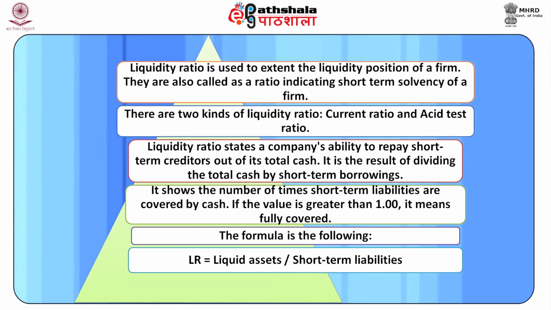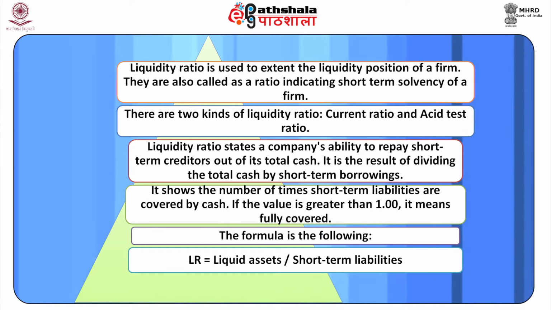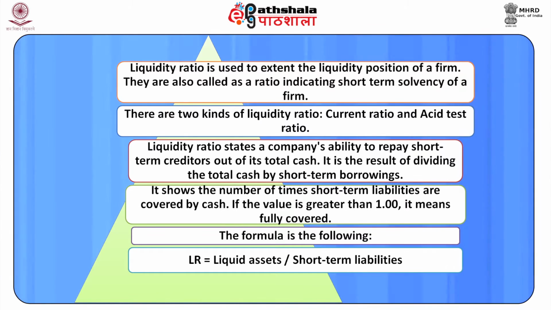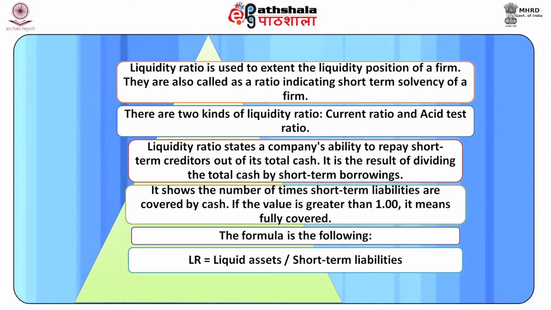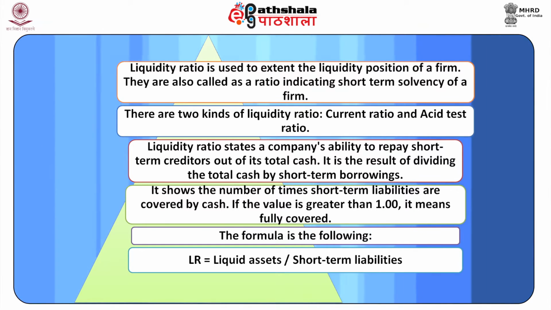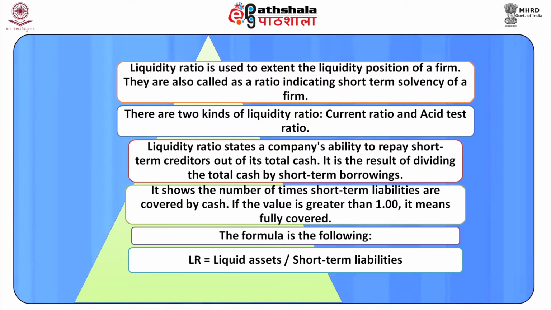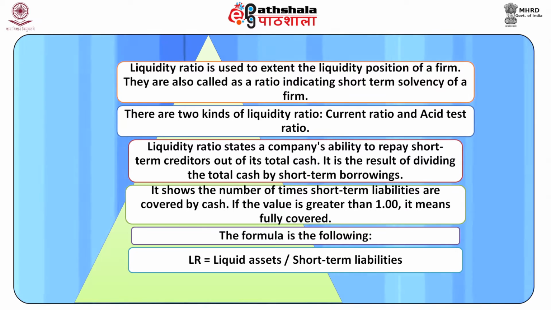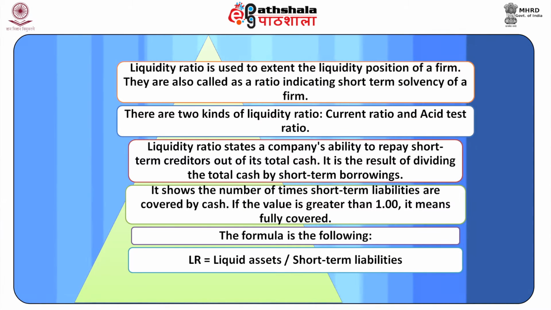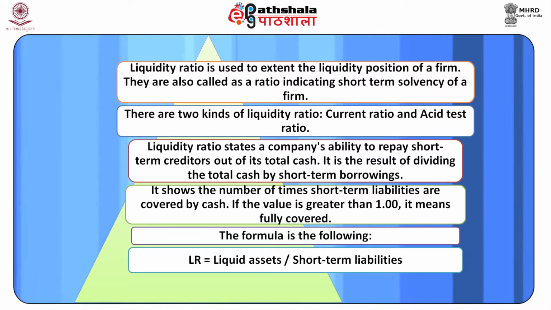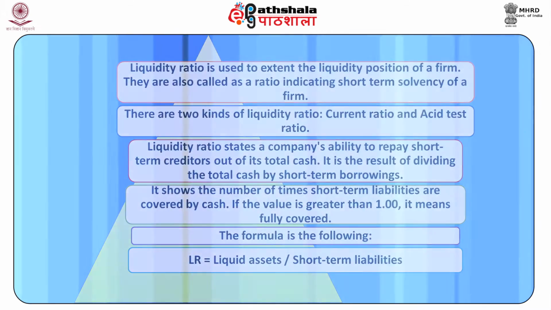Liquidity ratio states a company's ability to repay short-term creditors out of its total cash. It is the result of dividing the total cash by short-term borrowings. It shows the number of times short-term liabilities are covered by cash. If the value is greater than 1, it means fully covered. The formula is the following. Liquidity ratio is equal to liquid assets upon short-term liabilities.